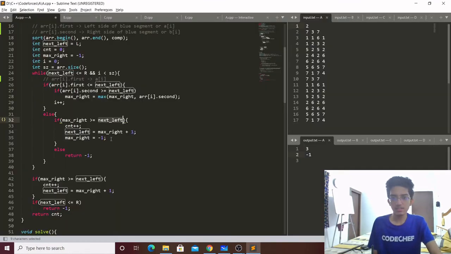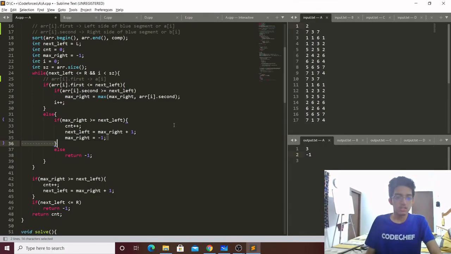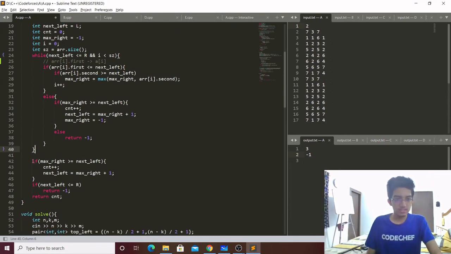and now we set max right to -1. Why is that? So okay, it's quite difficult. Don't worry if you're not understanding it. We then initialize max right to -1 to indicate that we are starting the process from the beginning. We can say that we have covered everything till over here, and we will start the same process from this endpoint or this point. So this will be our next left, and we will repeat the process. So this is what this code does.